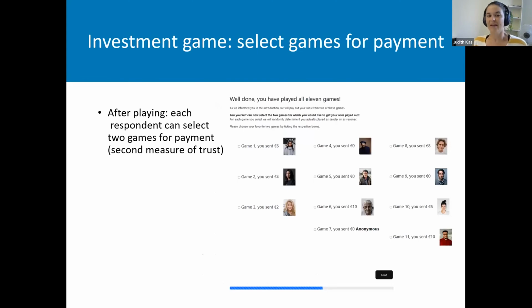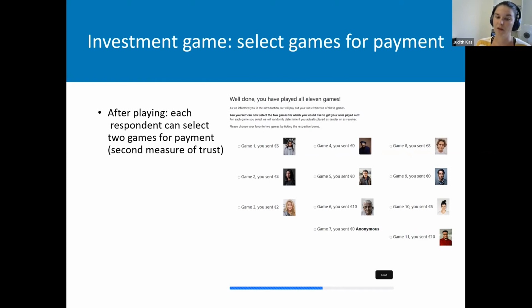Then after playing all of the 11 games, we let the respondents select 2 games for payment. So they're not actually getting paid for all of the 11 games, because that would be too costly. We let them select 2 of the 11 games, and first we thought we just randomly select some games, but now we decided to let people select their own games as a second measure of trust.